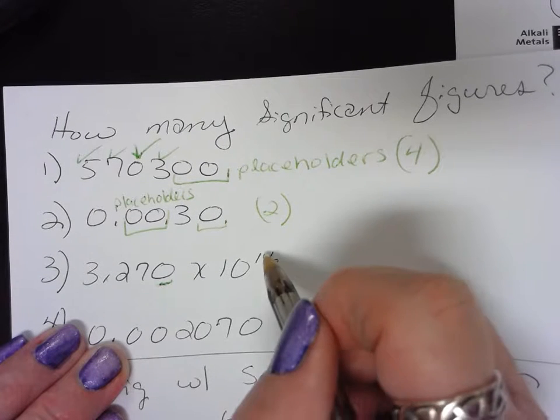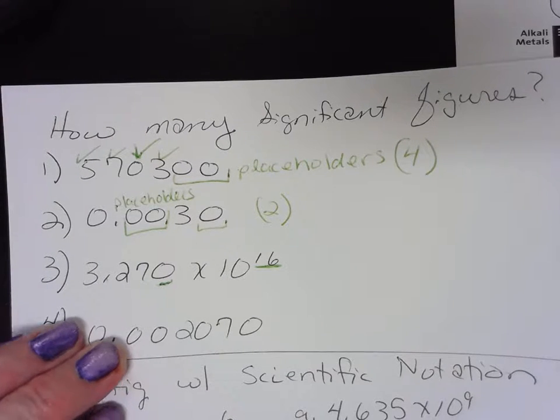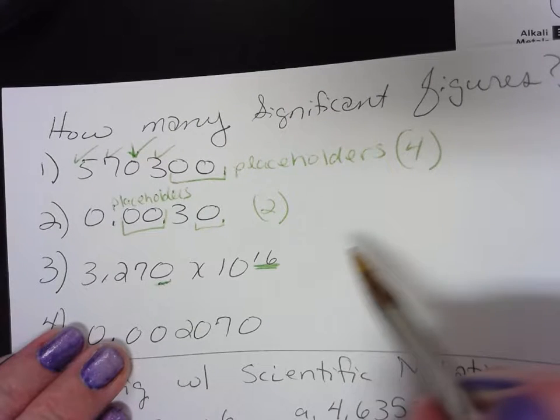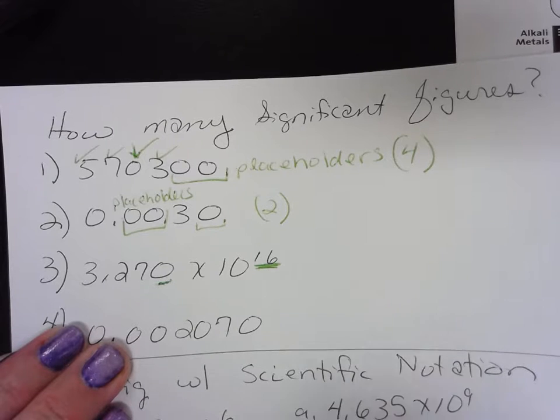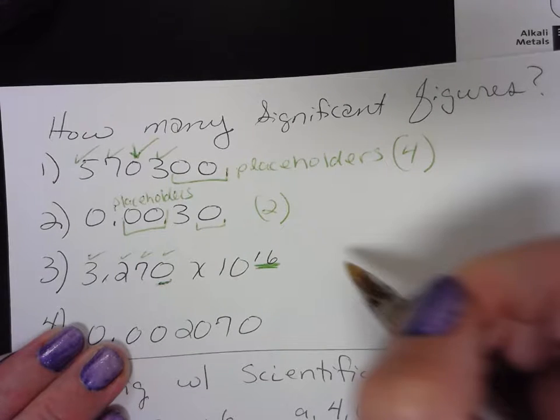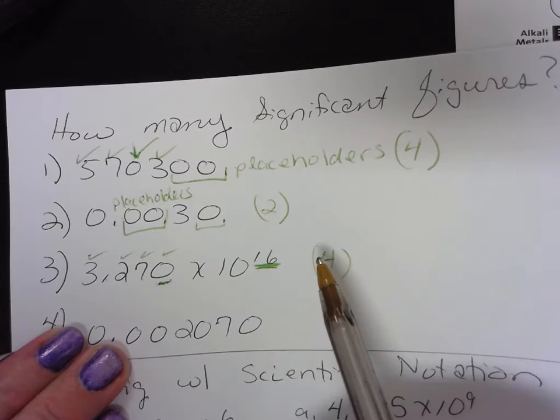It does not matter whether you have 16 as an exponent, 0, negative 500, whatever. This does not count in your significant figures, okay? So for example, you've got 1, 2, 3, 4 significant figures. And that's all. Doesn't matter how many zeros are behind there. Those would be placeholders.